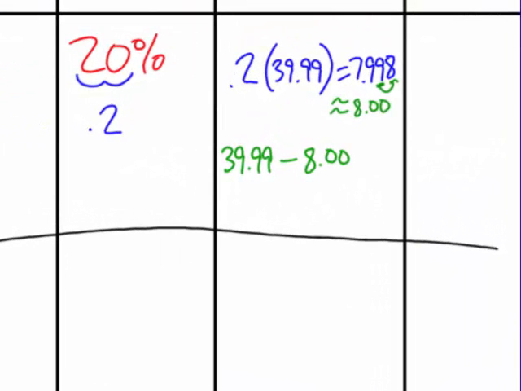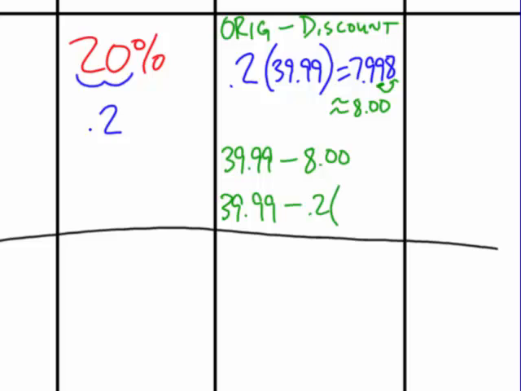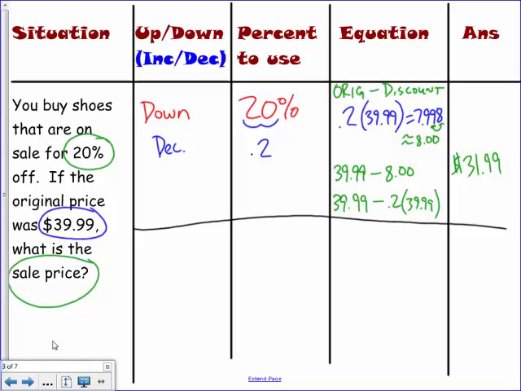Or really in that equation, we're taking the original minus the discount. So minus 0.2, right? 20% of $39.99. And after we subtract $8 from it, then we get our answer of $31.99. Okay, so that's a little bit longer way. Here's the quick way. So I want us all to get good at doing the quick method.